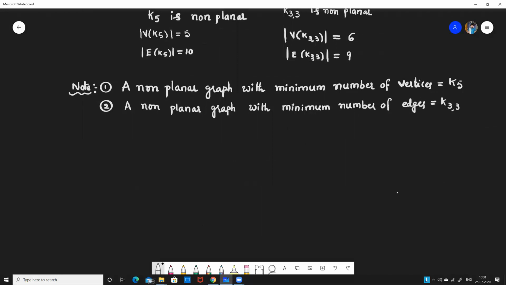Next definition, I want to introduce one important definition that is called region. What is the meaning of region? A region is nothing but the connected areas into which a planar graph divides the plane. So those areas are called regions. For example, if I take the previous example, which I have drawn earlier.